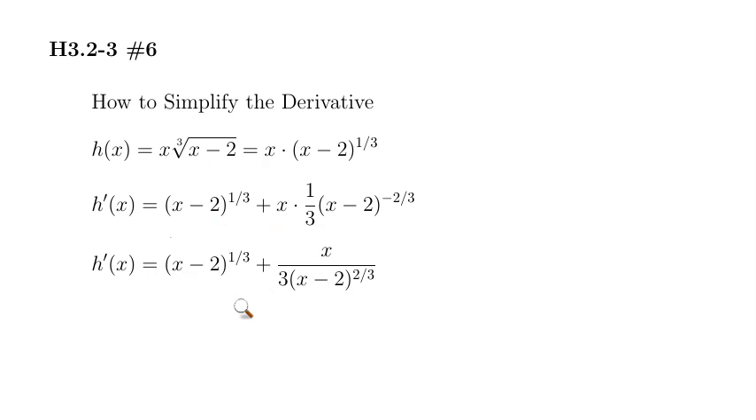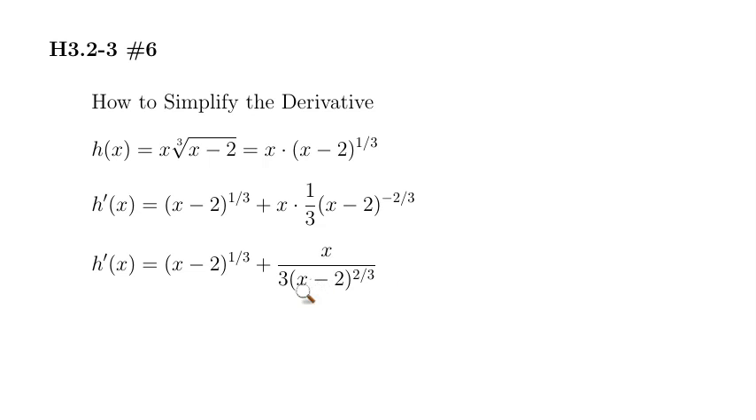Once you get this, what we need to do is take the common denominator. In this case, the first term doesn't really have a denominator, or you can think of it as 1. The denominator is 3 times the quantity x minus 2 to the 2/3 power.